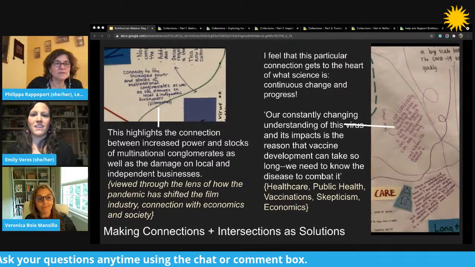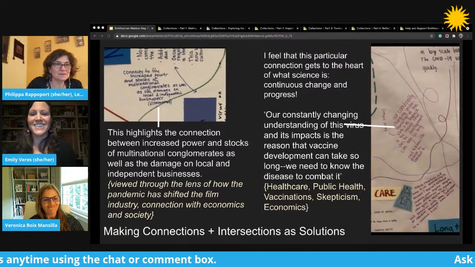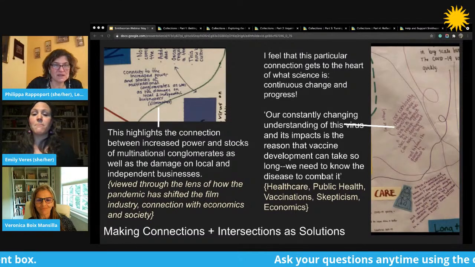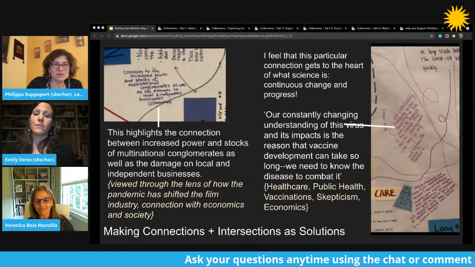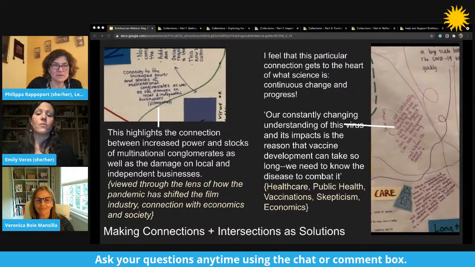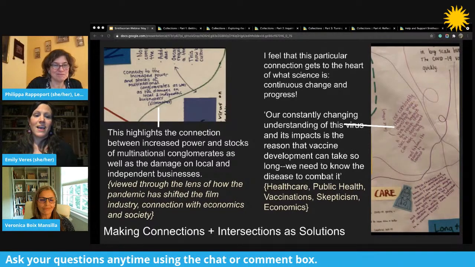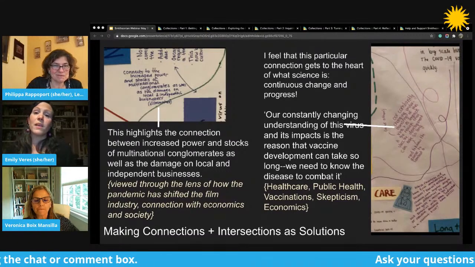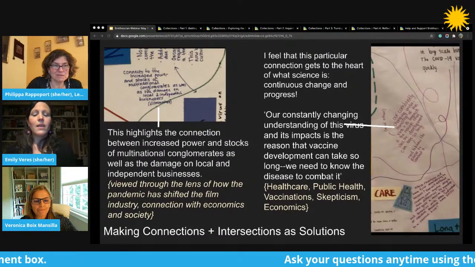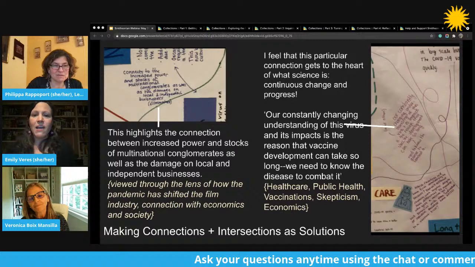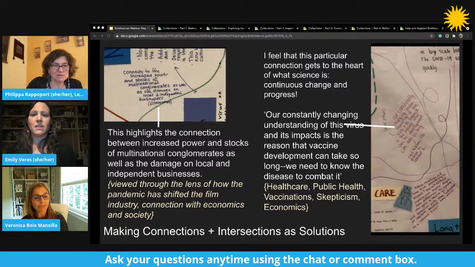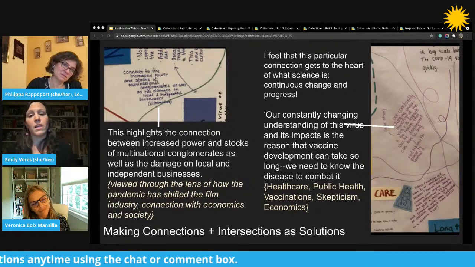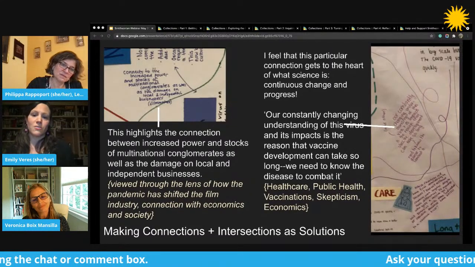And people think that science shouldn't change that much, but indeed it does. So our constantly changing understanding of this virus and its impact is the reason why vaccine development can take so long. We need to know the disease to combat it. Now, this particular comment, I did this at the very beginning of the school year. So while we have a vaccine now, the idea about changing science and our changing understanding of the vaccine, as well as the new variants and the virus itself, is still quite relevant.